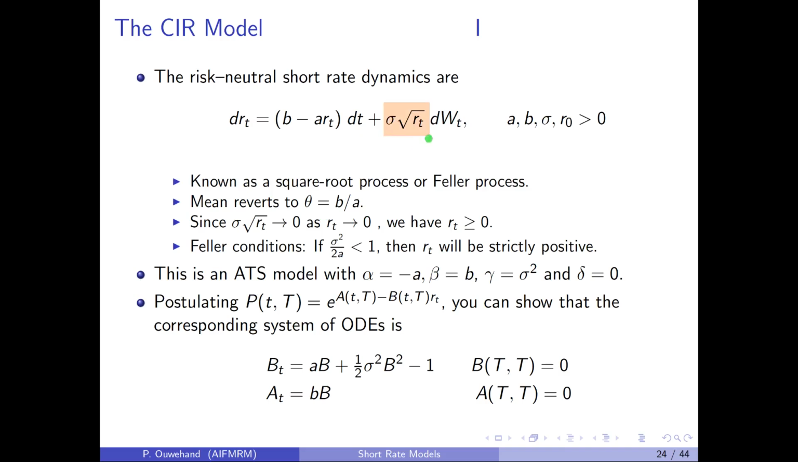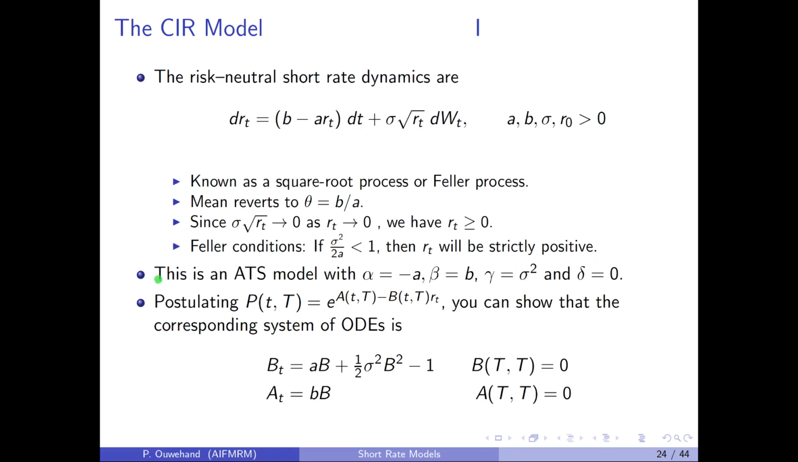Now note that since the volatility depends on R, in fact that sigma times the square root of R_t will go to 0 as R_t goes to 0, it turns out that the short rate can never become negative. This is because as R gets close to 0, it will experience an upward drift, but the possible downward move due to the Brownian motion will become smaller and smaller as R gets closer and closer to 0. In fact, there are some conditions, the so-called Feller conditions, which ensure that R cannot even reach 0 and will be strictly positive for all t.